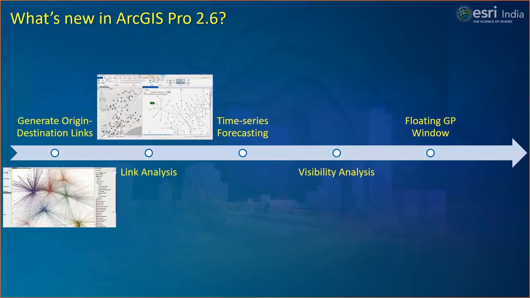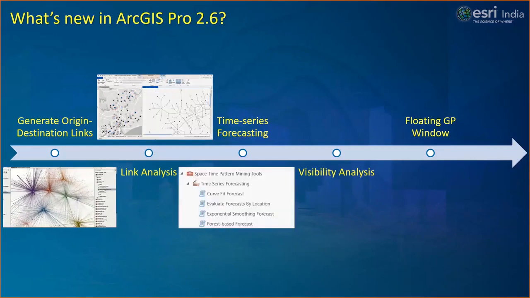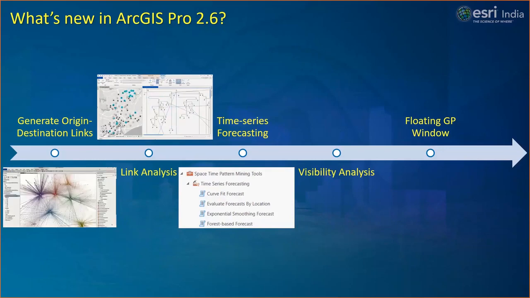Another new tool is Link Analysis, which helps us create link charts. These link charts allow you to create, analyze, and visualize relationships between entities. Here we can have spatial and non-spatial entities that may represent people, places, events, accounts, or any other objects. We also have a new Time Series Forecasting toolset in our Space-Time Pattern Mining toolbox, where you can forecast the future values of your time series data, which is stored in a space-time cube format, using three forecast methods. We have curve fit forecast, exponential smoothing forecast, and a random forest-based forecast.